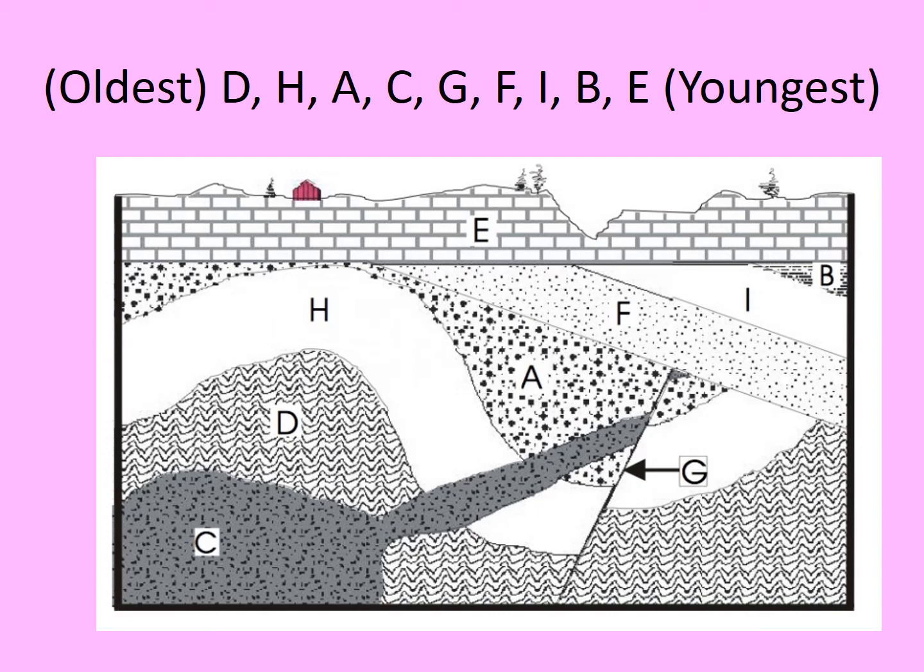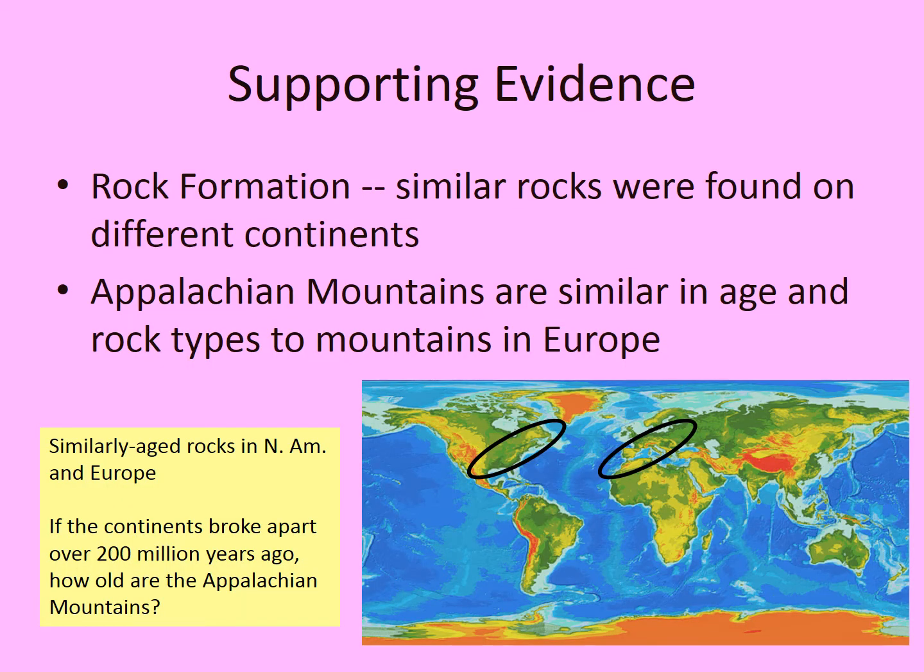Then we have the fault line G. The reason why we know C came before G is if you look at the top little corner right before you get to rock layer F, you can see just a little bit of C, that gray color. So C existed first and then G cut across it. Then we have F, I, and B, and then rock layer E sitting right there on top after all those other layers formed. How'd you do? Did you do good?